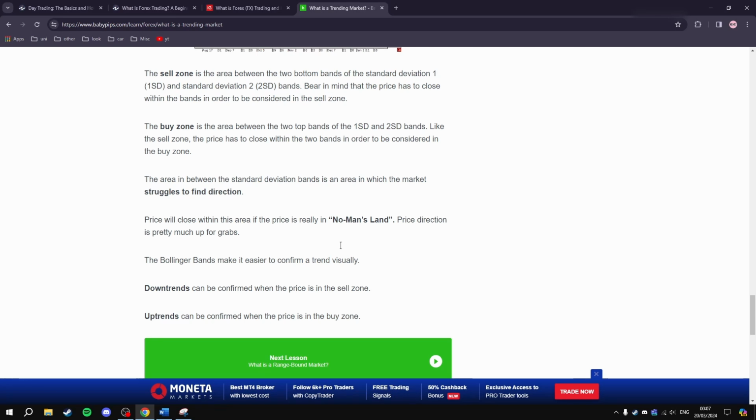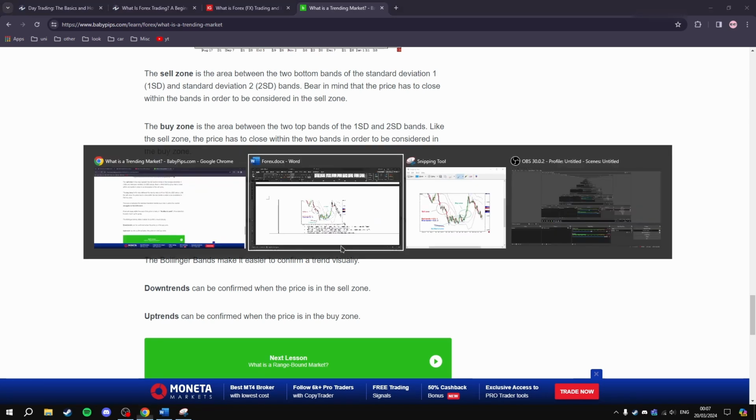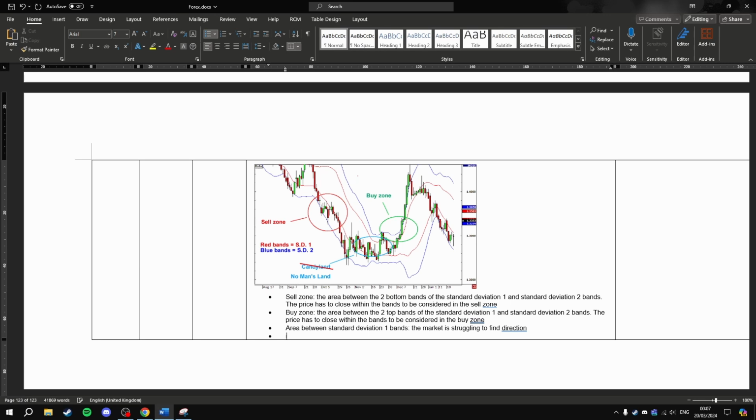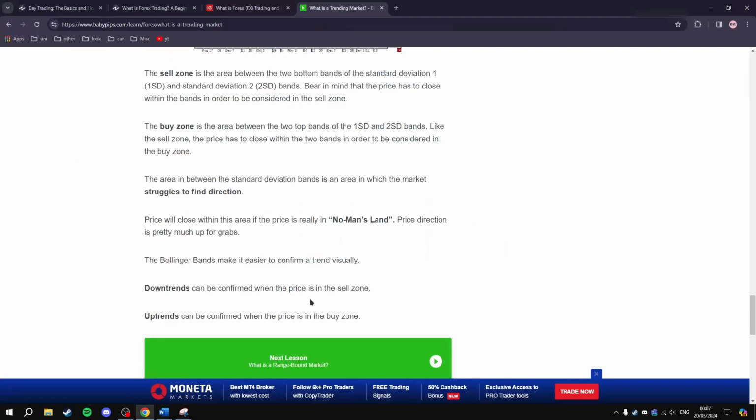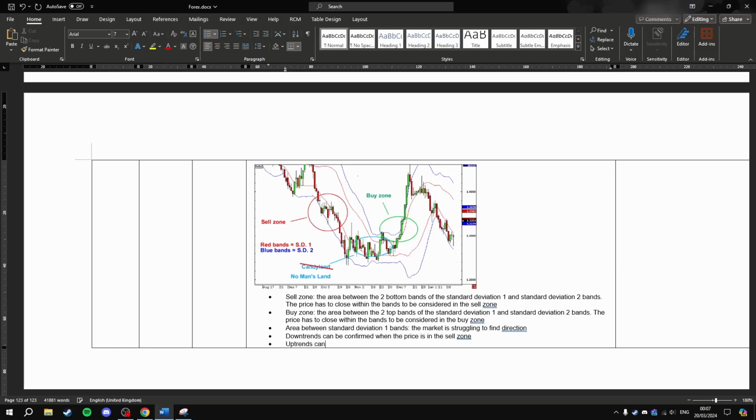The Bollinger Bands make it easy to spot a trend visually. Downtrends can be confirmed when the price is in the sell zone. Uptrends can be confirmed when the price is in the buy zone. So if the price is here, it's in an uptrend, but if it's in here, sell zone, then it's in the downtrend, which it is. Very good.